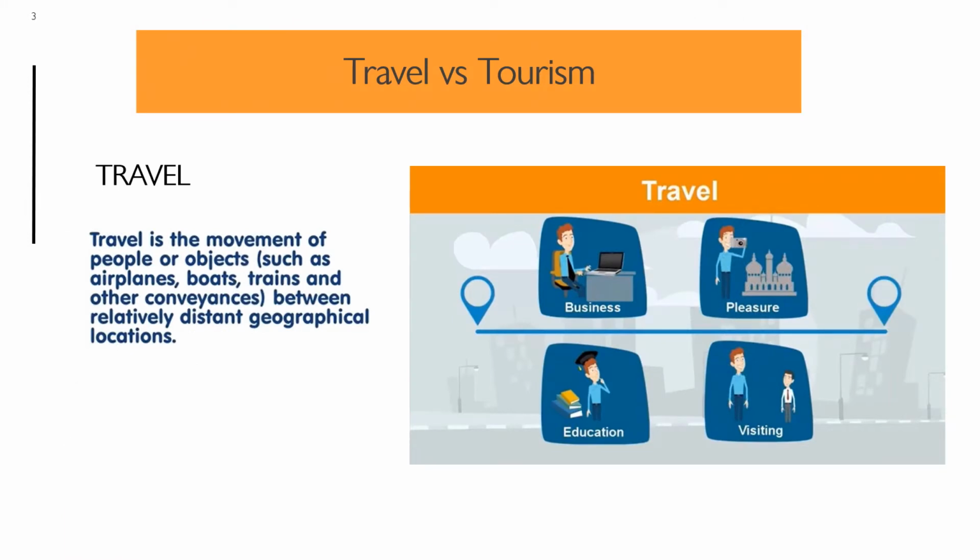Let's begin with travel and tourism. Travel is defined as the movement of people or objects to countries or places for some reasons such as business, pleasure, education, and visiting.